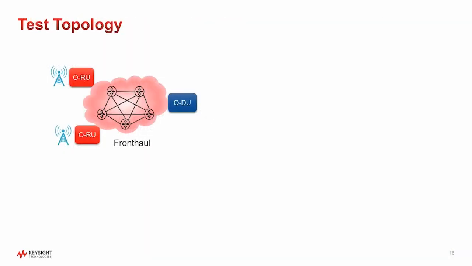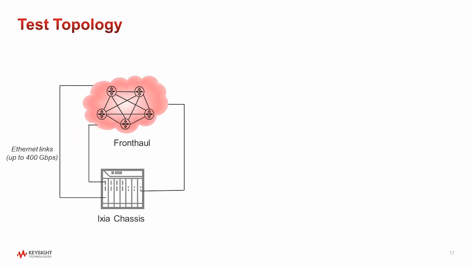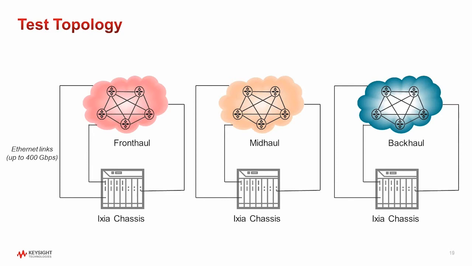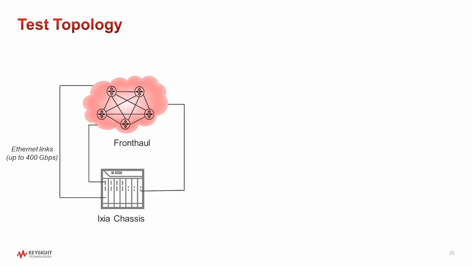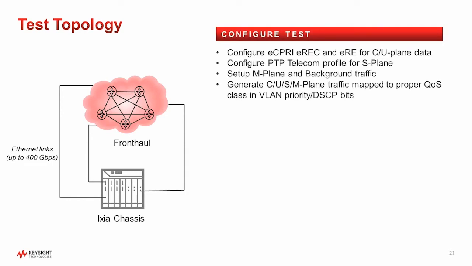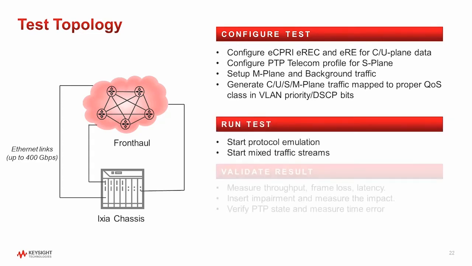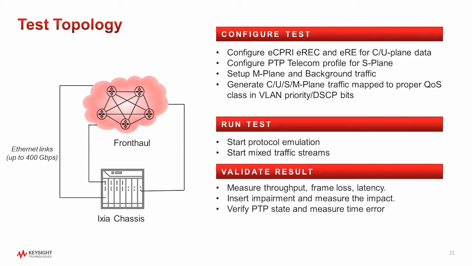To validate such a system under test, the DU and the RU can be replaced with the IxNetwork Ethernet test ports and the relevant interface speed, such as 10 GigE or 25 GigE. Similar test topologies can be created for midhaul or even backhaul by connecting the IxNetwork Ethernet test ports using link speeds of 100 GigE or even beyond. The test is performed in typically 3 logical steps, where at first we configure the test parameters in IxNetwork software, and then we run the test simulation and finally verify the results and measure different parameters.